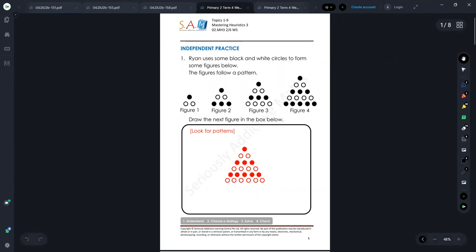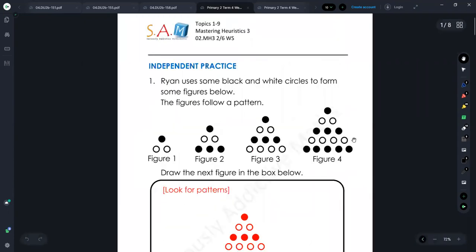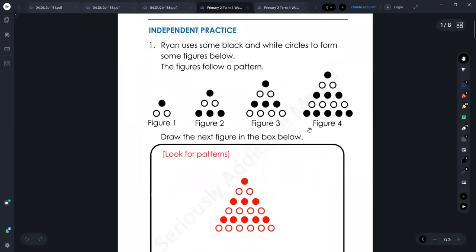The first one here is as per normal. Please get them to answer the question first. Run uses some black and white circles to form some figures below. The figures show a pattern. The first step is to find out what the pattern is. What is the change? From figure 1 to figure 2, how is figure 2 different from figure 1? They should be able to see that it is plus 3 black circles.